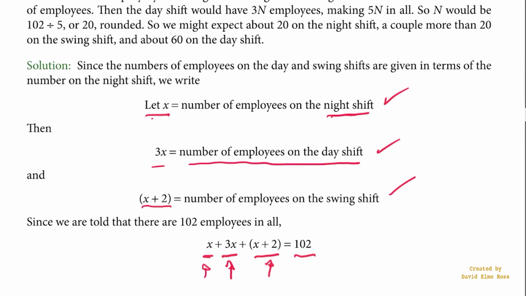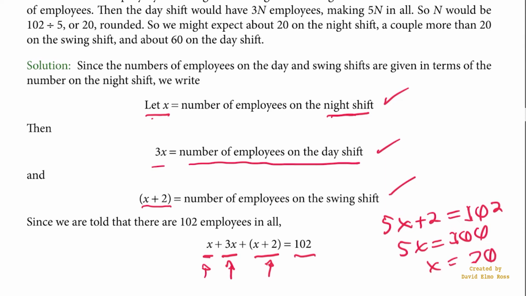So if we solve this, this is going to be 3x plus x plus x. That's 5x plus 2 equals 102. So 5x is going to be 100, and x is going to be 20. Then we know that there's 20 here. 3 times that, there's going to be 60 here. And x plus 2, that's going to be 22 here. Now if we add all these up, we should end up getting 102, and I think you see that yes, indeed, it does work. We've taken care of all the conditions in the problem that we have here.